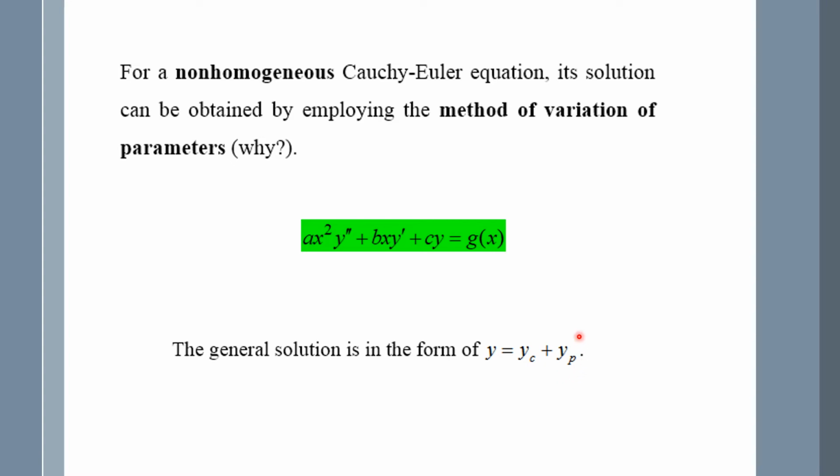So to get yp, the particular solution for the non-homogeneous equation, we have already learned two methods. One is the superposition approach and the other is the method of variation of parameters. For the Cauchy-Euler equation, we cannot use the superposition approach because the coefficients of y double prime and y prime are variables. Since these are variable coefficients, we have to use the method of variation of parameters and not the superposition approach.